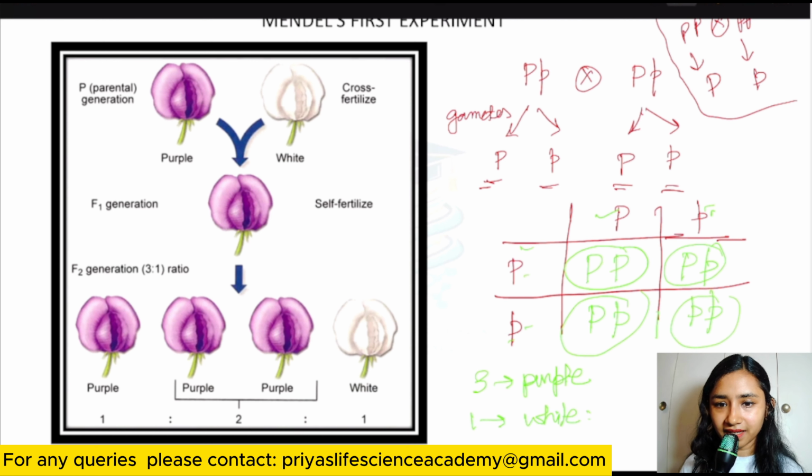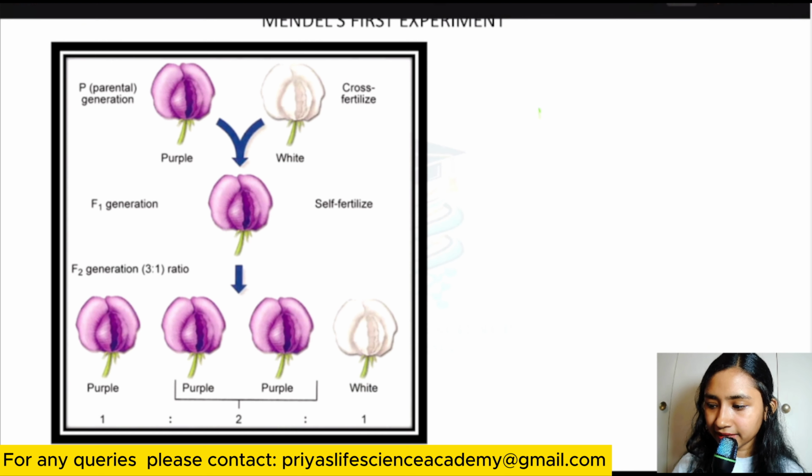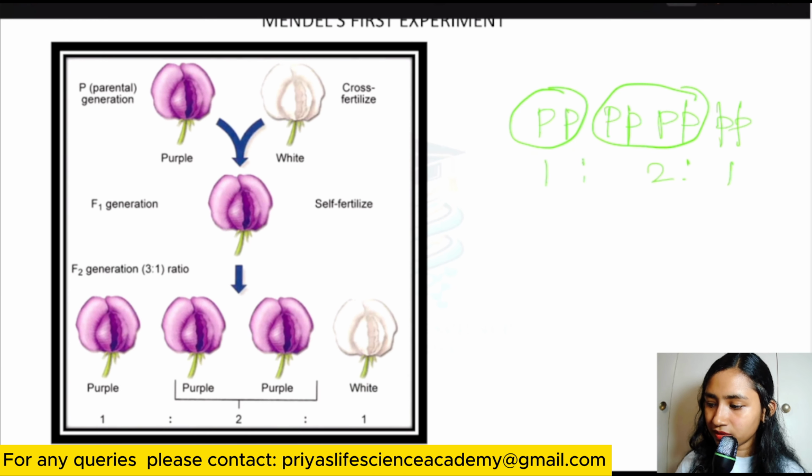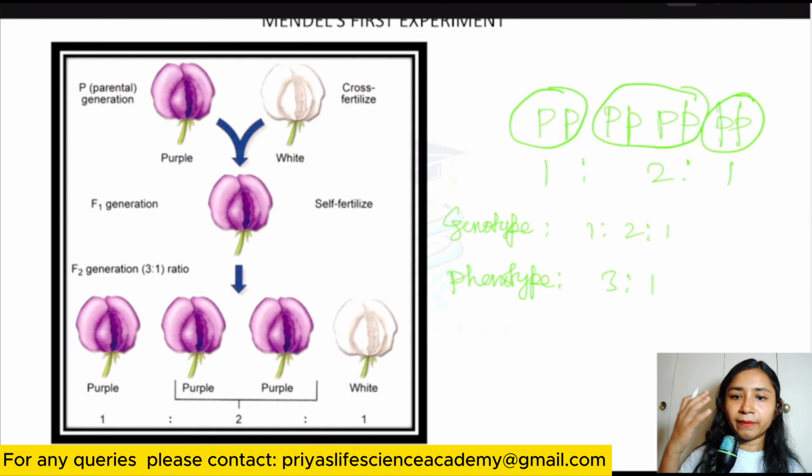Here we can see how many phenotypes? 3:1. 3 is the purple and 1 is white. Okay, and if we see the genotype, what we can see is capital P, capital P; capital P, small p; capital P, small p; small p, small p. So 1:2:1, because 1 is capital P, capital P, 2 is capital P, small p, and 1 is small p, small p.